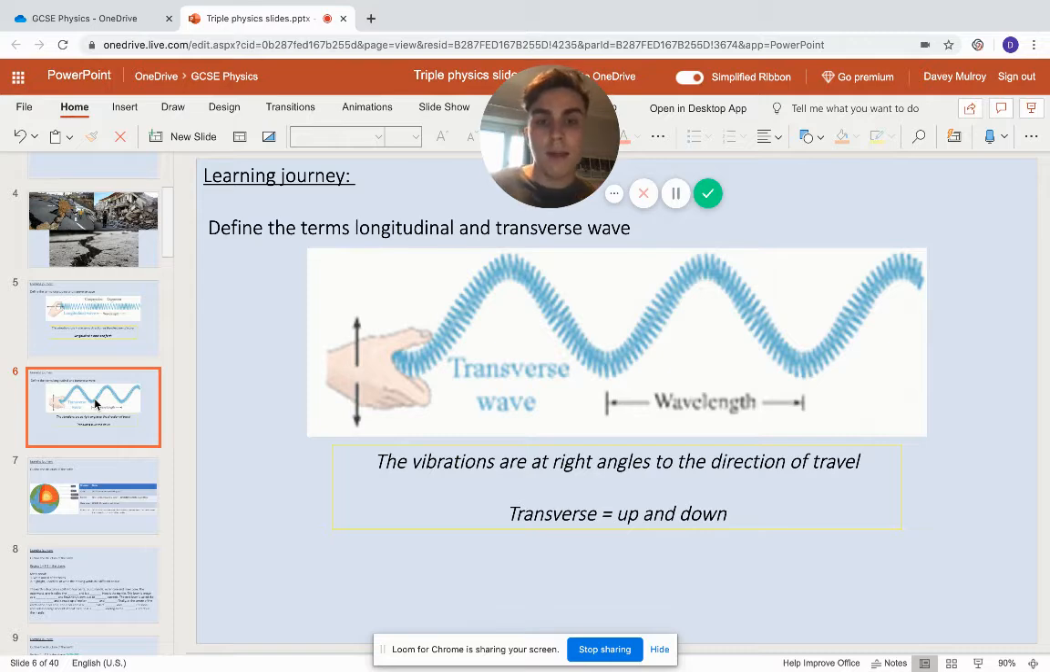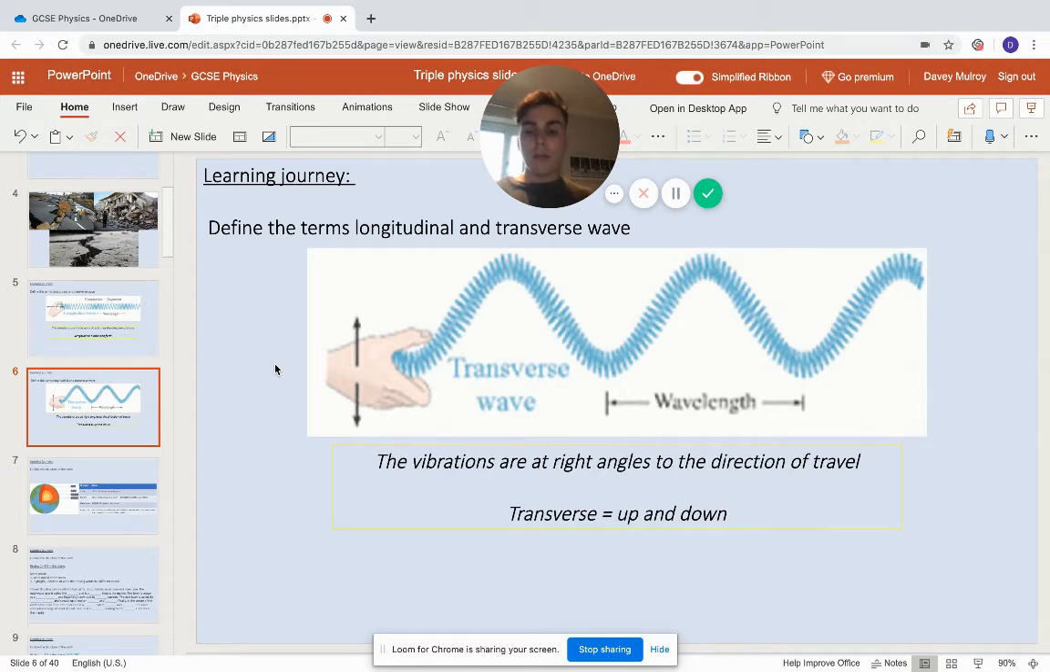Our second type of wave is a transverse wave. If our longitudinal goes back and forth, our transverse wave goes up and down. And once again, we've got a key definition we can learn. The vibrations are at right angles to the direction of travel, and transverse equals up and down. So what is in that yellow box, I need you to write down. So hit pause now. And there we have it. We have defined the terms longitudinal and transverse wave.